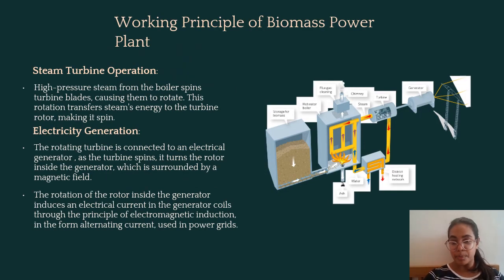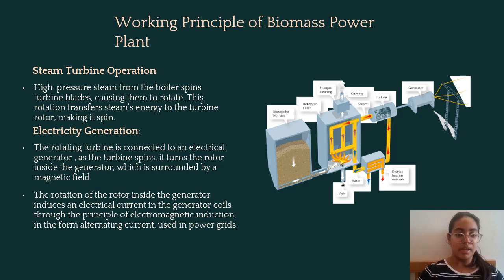Biomass power plants operate on the principle of converting biomass into energy through processes such as combustion, gasification, or anaerobic digestion. These processes produce heat, which is then used to generate electricity. Now, coming to the working principle of a biomass power plant. Steam turbine operation: high pressure steam from the boiler spins turbine blades, causing them to rotate. This rotation transfers the steam's energy to the turbine rotor, making it spin.